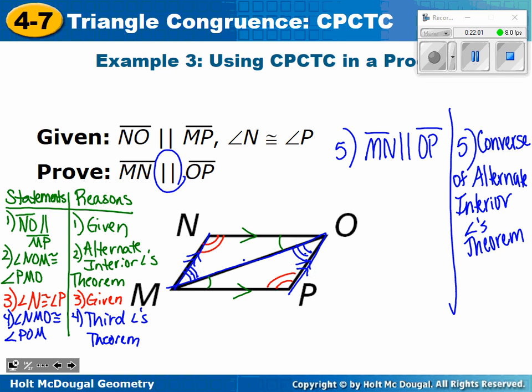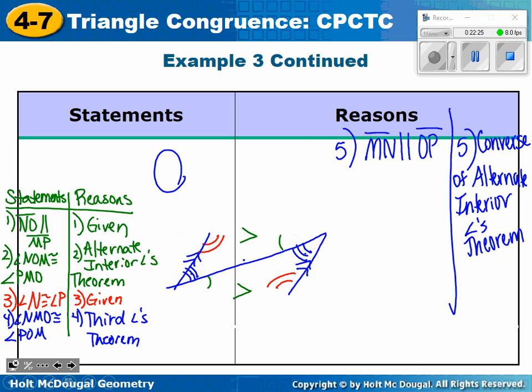But again, you could have used the reflexive property instead and then said the two triangles were congruent. And if the two triangles are congruent, then you could have done CPCTC to get these angles right here congruent. And if those angles are congruent, then the lines are parallel. Are we understanding, everybody? Don't sit quietly confused. Let me know.